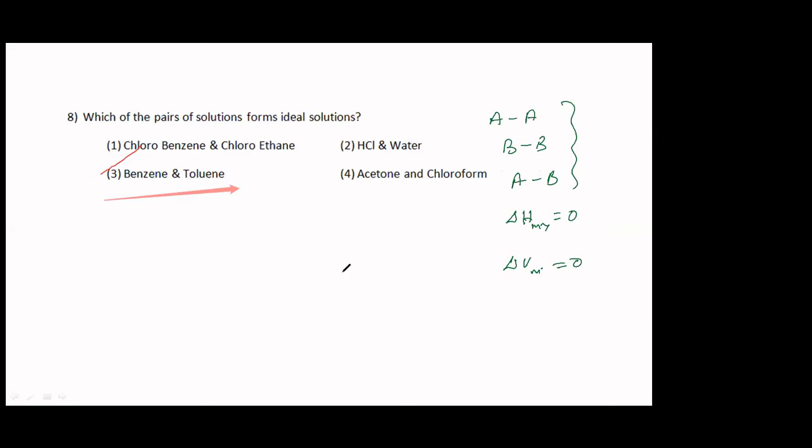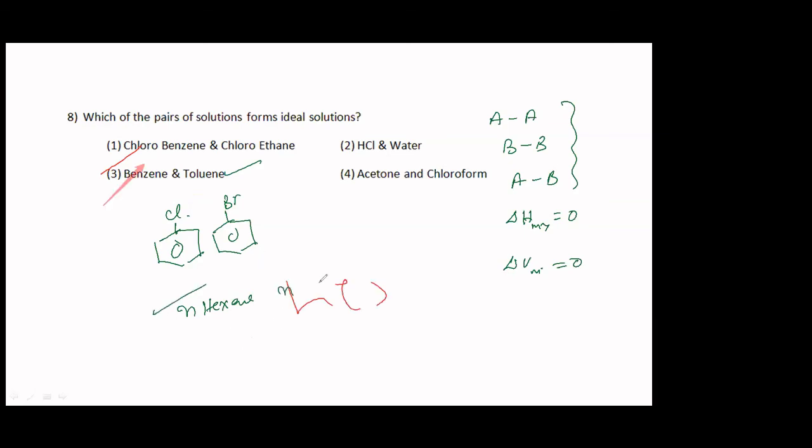Can you give me any other example? Benzene, toluene is correct. Chlorobenzene and bromobenzene, they also will form close to ideal behavior because of similar kinds of interactions. N-hexane and N-heptane, yes, that will form an ideal solution. Chloroethane and bromoethane, they will also form, okay?